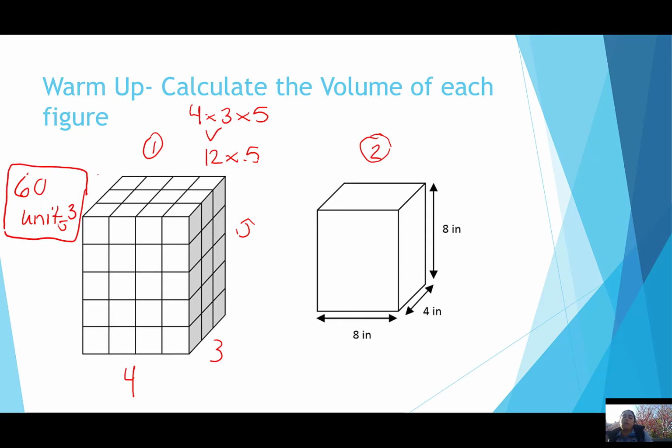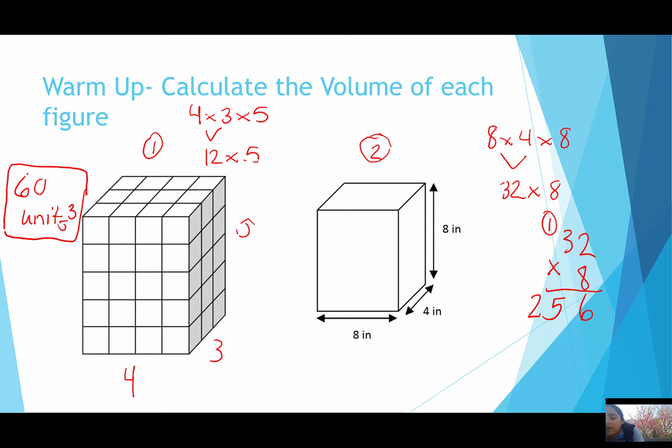If I do the other one over here, I'm going to do the same thing. I have 8 times 4 times 8. It really doesn't matter which way I do it. 8 times 4 is 32. Now I can do 32 times 8, which I might need to write up and down to figure that out. 8 times 2 is 16. 8 times 3 is 24. Plus 1 is 25. So this has a volume of 256 inches cubed.